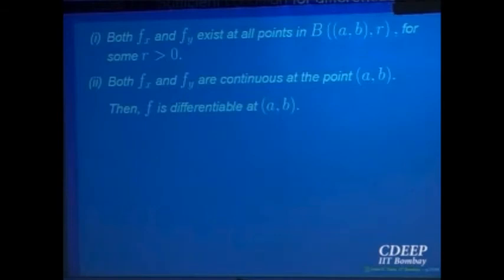Many times this is a very useful thing, easy to verify for functions of two variables, rather than looking at that limit and saying that the limit goes to 0. So let us give a proof of this increment theorem. So what we want to do is prove that once these conditions are satisfied, the function is differentiable at the point (a, b).